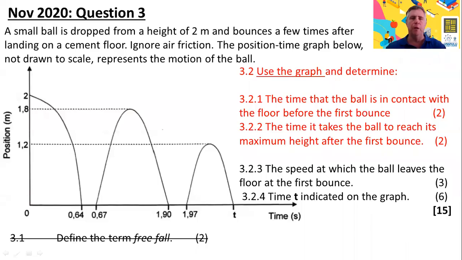And finally, the November 2020 question 3. Now, like 2019, again, we have a position time graph. Again, it's not drawn to scale, but unlike the last graph, it does have actual values on it. It has actual positions in meters and actual times in seconds. And the question says, use the graph to determine these things.